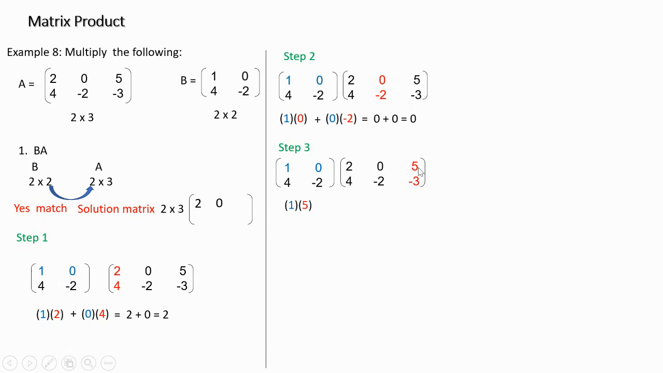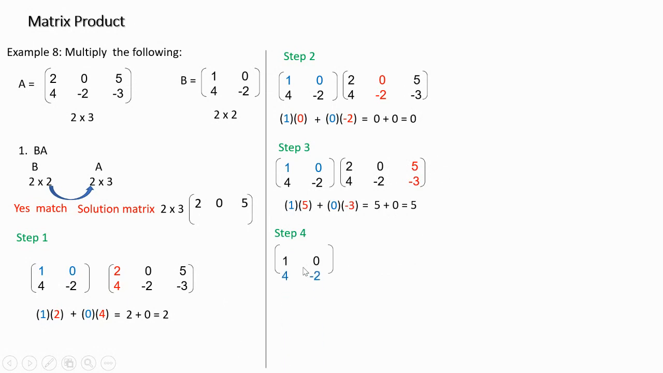So 1 times 5 is 5, plus 0 times -3 will give us a 0, right? So this will be 5 plus 0. The answer is 5. So the 5 goes on the first row, third column position. Because there's no more columns to multiply by, that means we're done with the first row. So now we go to the second row.